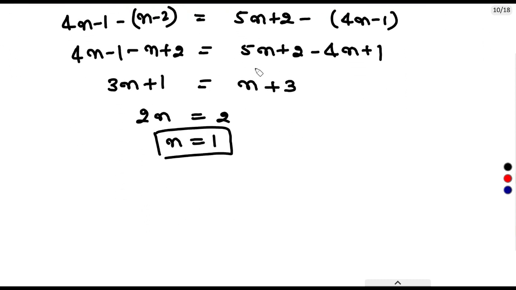Put the value of n. First term is n minus 2. It means 1 minus 2, minus 1. Second term is 4n minus 1. 4 into 1 minus 1 means 3. And the next term is 5n plus 2, 7. Common difference is 4, so the next term will be 11 and next to this will be 15. 11 and 15 are next two terms of this AP.